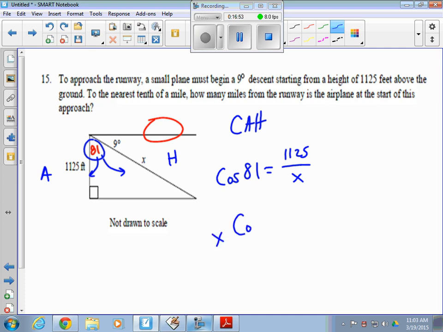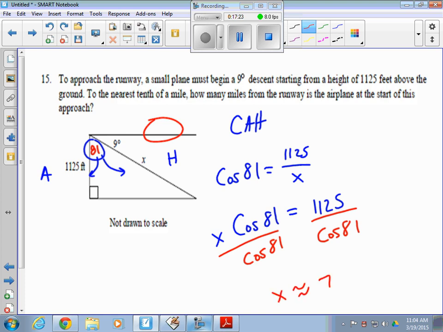x times the cosine of 81 is 1125. Divide both sides by the cosine of 81 to get x by itself. And that'll give us our distance. So 1125 divided by the cosine of 81 degrees is 7,191.5 feet. To the nearest tenth of a mile, so that's what we'll go with. x is approximately 7,191.5 miles away.